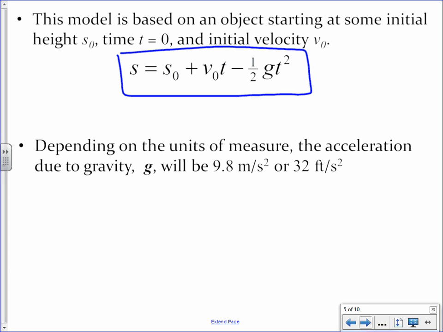Now, gravity is going to depend on what unit of measurement we're using. On Earth we have 9.8 meters per second squared or 32 feet per second squared. It would be negative. That's why it is minus. Yes, the pull of gravity is negative, and that's just going to be reflected in the equation already. So when we plug in 9.8 for g, don't plug in a negative 9.8.